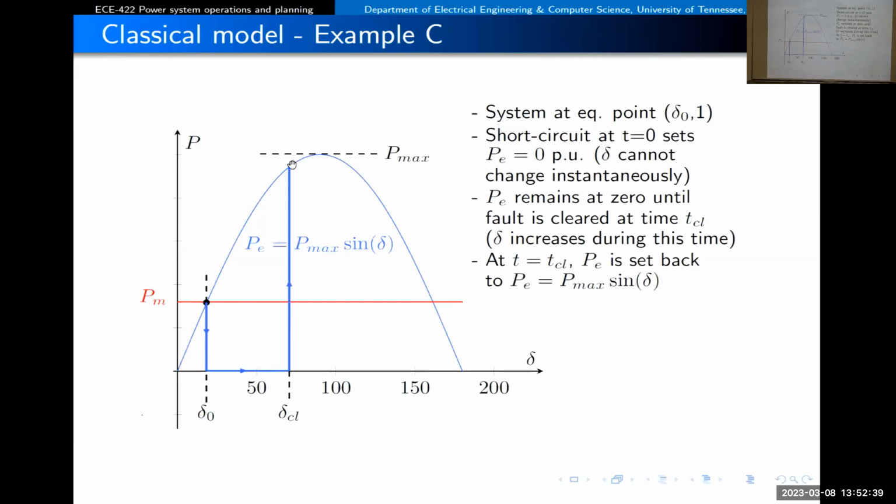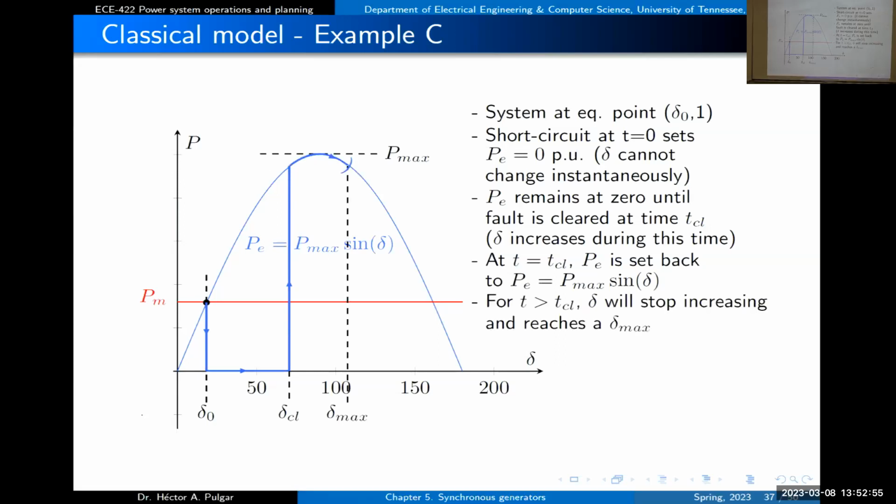a larger angle. Therefore, the electrical power became instantaneously way larger than the mechanical power. Now, as the accelerating power is Pm minus Pe, the accelerating power is negative, and this will make the machine stop this increase in the angle. Because of the inertia, the angle will continue increasing, but because of this negative acceleration, at some point that angle will stop increasing and reach a maximum value. As we still have a negative acceleration, the angle will start decreasing, moving along the electrical power curve.